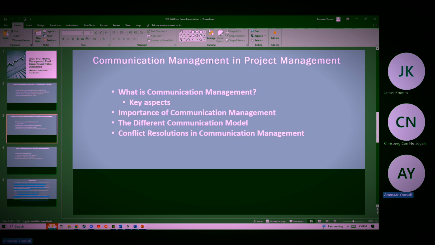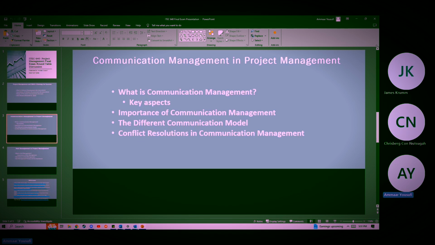My next slide would be communication management in project management. Okay, communication management is a systematic plan to address and oversee all aspects of any means and methods of communication during the project lifecycle. So key aspects of that would be planning, where you're determining the communication requirements for the stakeholders, executing, delivering the right message at the right time to the right audience, monitoring, ensuring communication is effective, and adjusting as needed, controlling, managing changes to the communication plan.